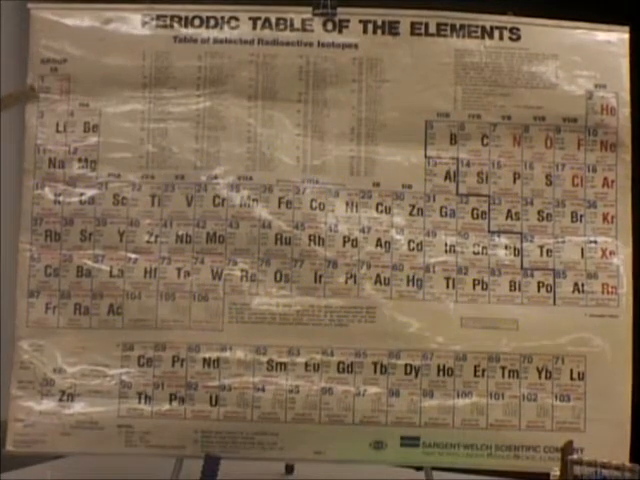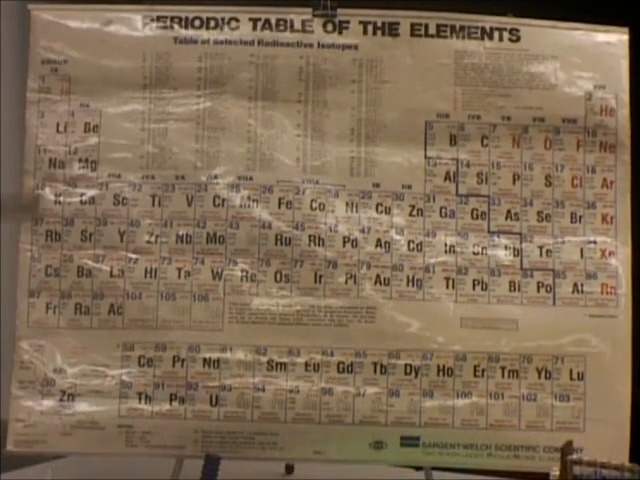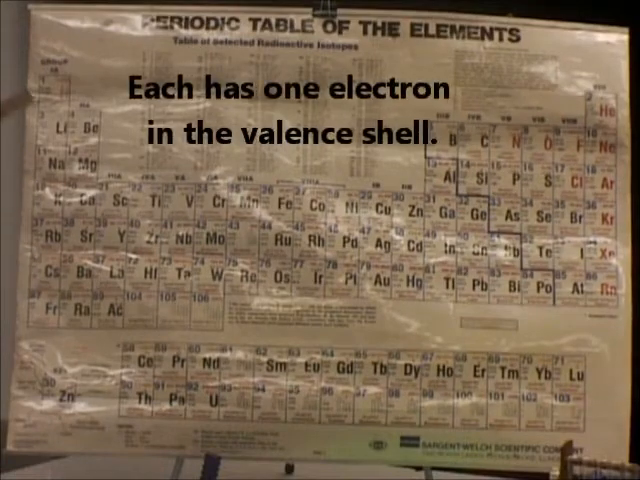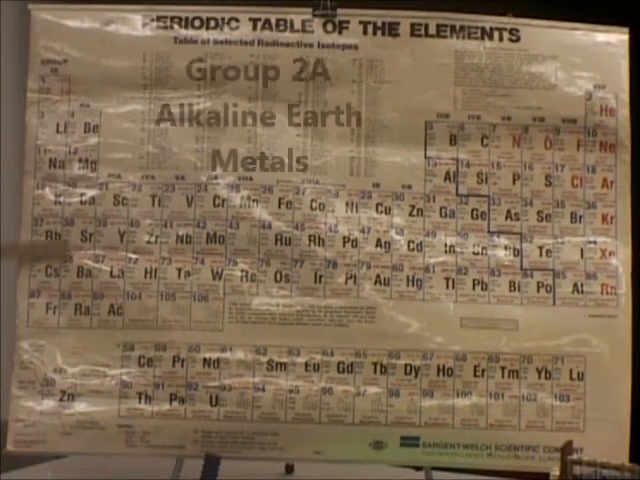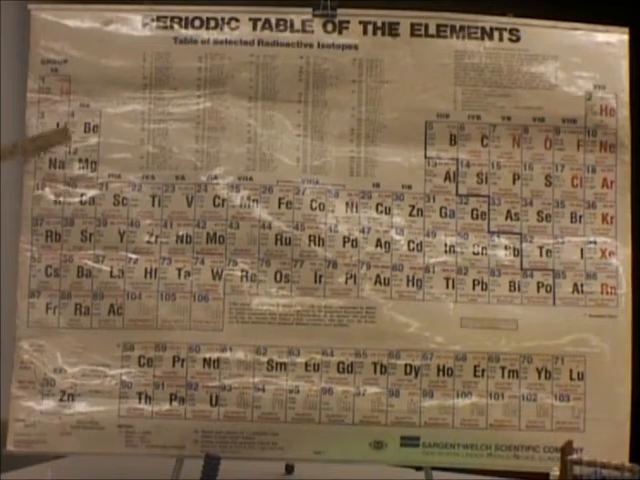the first group, group 1A. These are the alkali metals, except for, of course, hydrogen. Hydrogen behaves like the alkali metals. It has one outer shell electron, very reactive. Group 2, group 2A, the metals concerning magnesium and calcium, beryllium, strontium, barium, and so on.